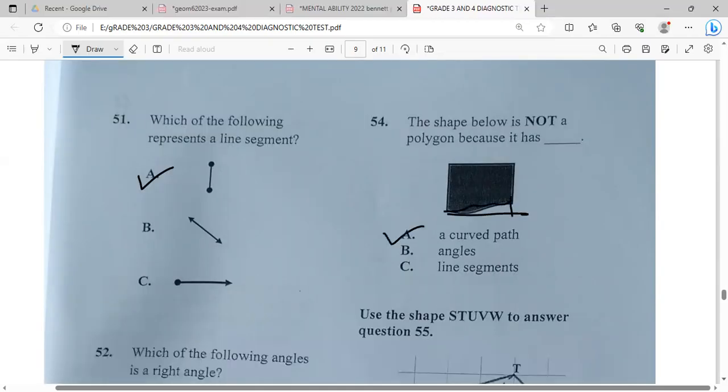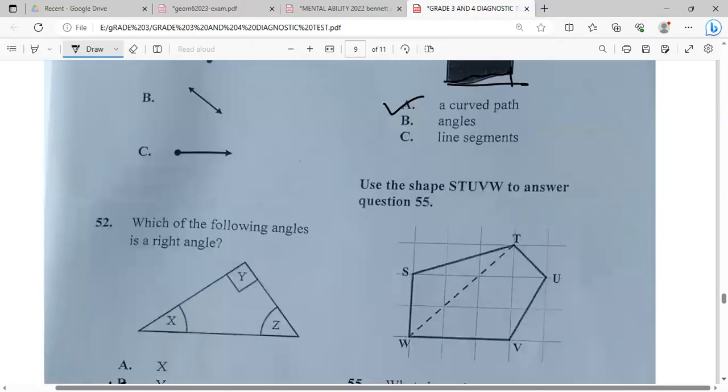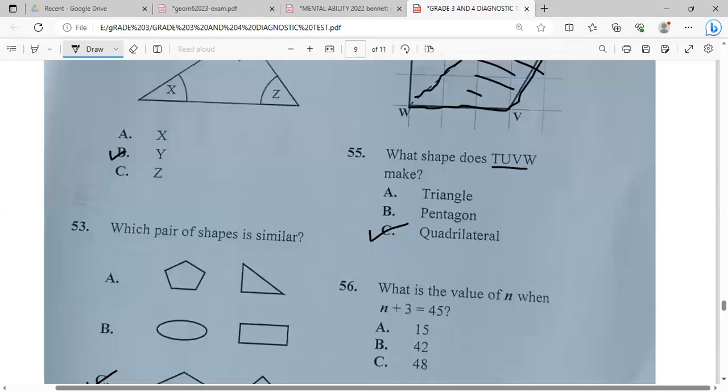Use the shape STUVW to answer question 55. Which shape does TUVW make? So let's look at what we're considering. TUVW, which is this shape right here. So we're focusing on this, right? Now it has 4 sides, so it would be a quadrilateral because it has 4 sides. They're not considering all of it.